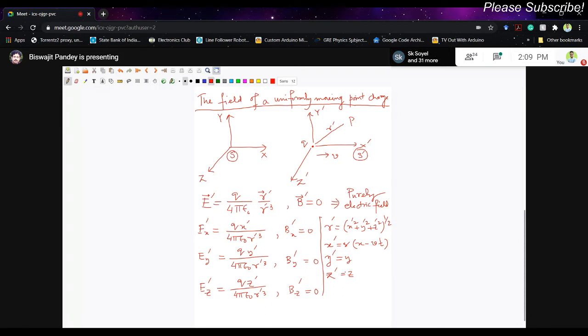Now if I want to calculate the electric field and magnetic field in the laboratory frame, then I have to apply the transformation of electric field and magnetic field, which we have derived in some previous class. So let us do that. It is easy to remember, because all the magnetic field components are 0 here. Only the electric field components are non-zero, and they have a very similar form: x prime by r prime q, y prime by r prime q, z prime by r prime q. So I'm going to the next page.